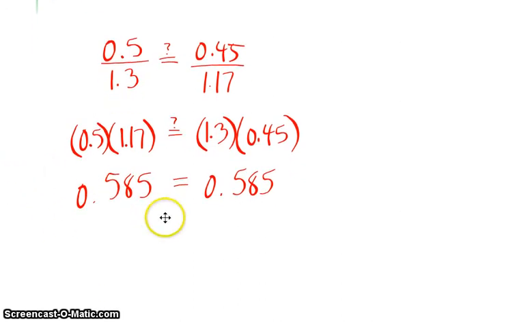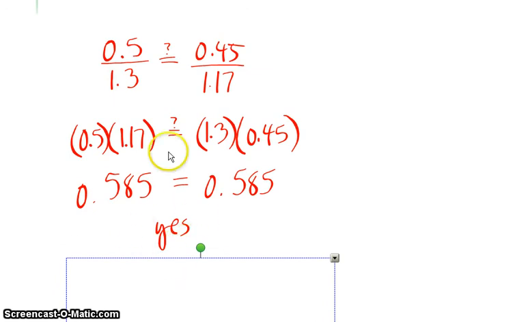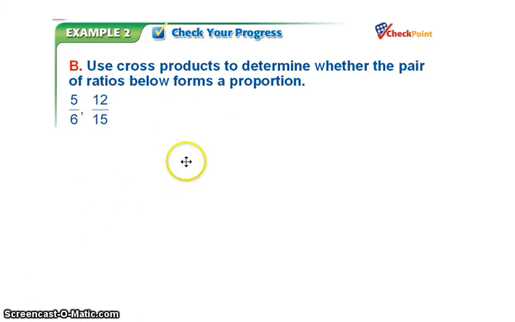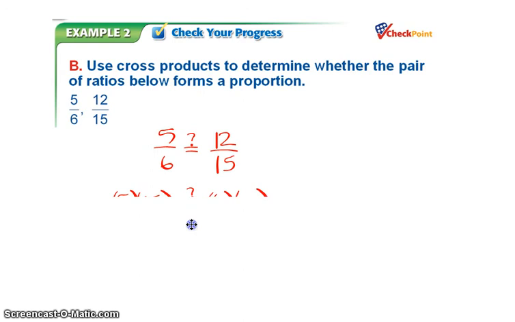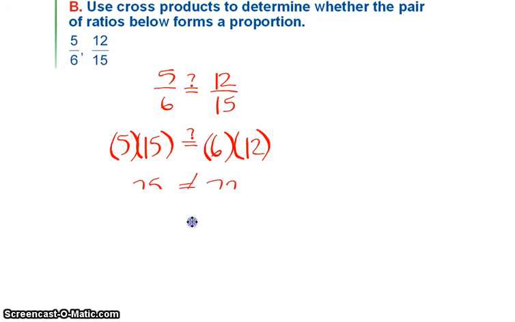Therefore, since the cross products are equivalent, we can say that the ratios are proportional, or that those ratios do form a proportion. Okay. The second one, set them equal to each other to form a proportion. So we're going to do cross products. 5 times 15 and 6 times 12. When we multiply those out, those products are 75 and 72. They are not equal to each other, so those two ratios do not form a proportion.